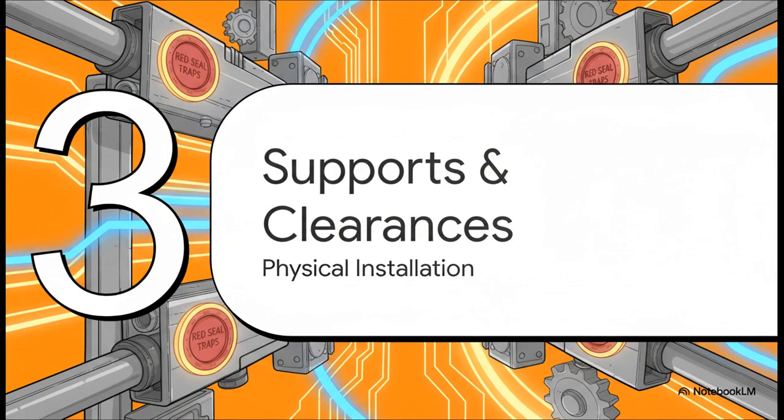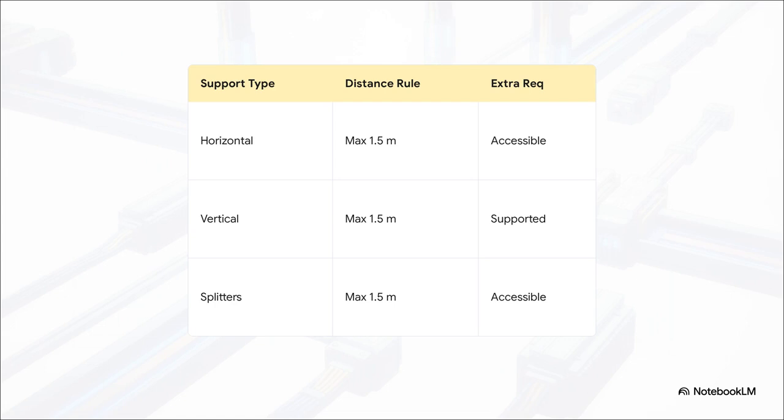All right, Section 3. Supports, clearances, and extensions. Now, let's look at the classic horizontal versus vertical runs. This beautifully illustrates a major exam trap. Both horizontal and vertical runs need supports at maximum intervals of 1.5 meters, but vertical runs have extra specific rules. If you're running a busway straight up a high-rise electrical shaft, it must be explicitly marked by the manufacturer as suitable for vertical installation, and you have to provide support at every single floor it passes through.